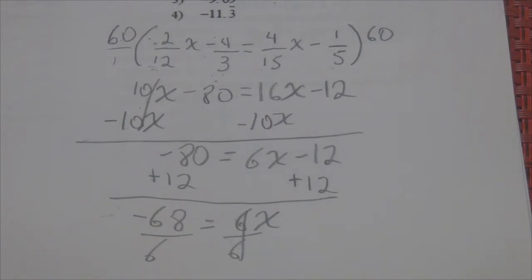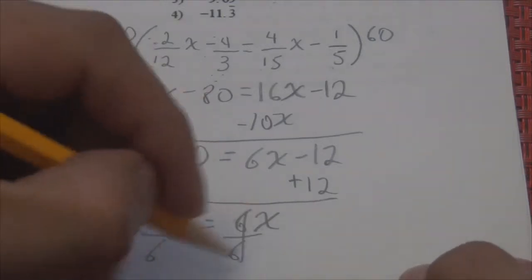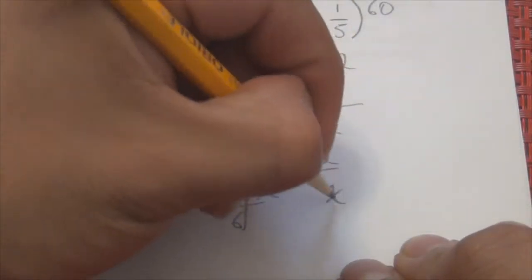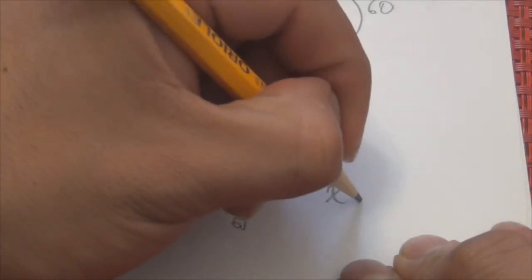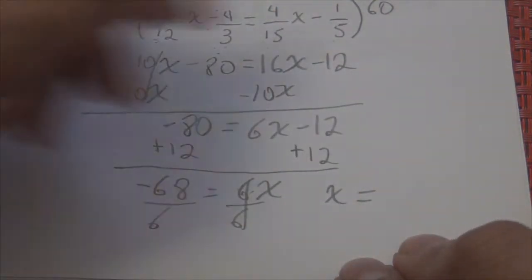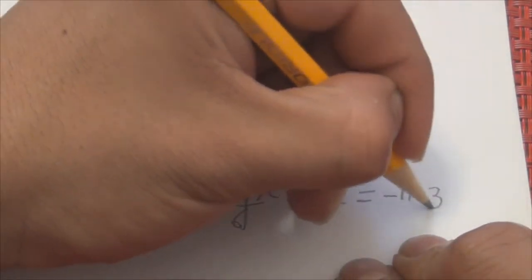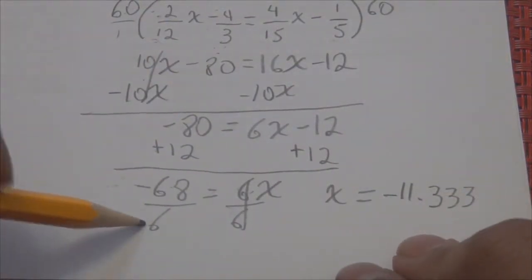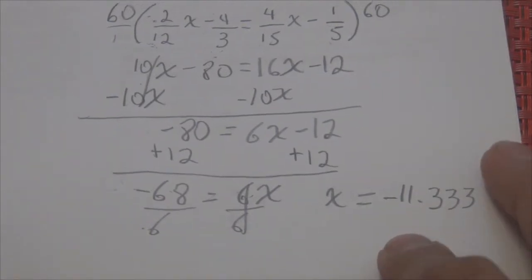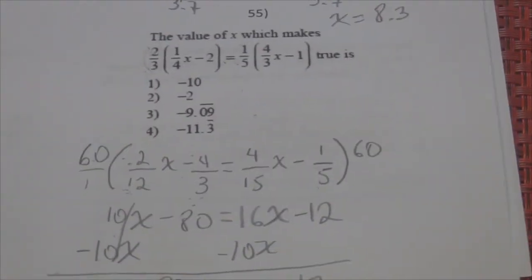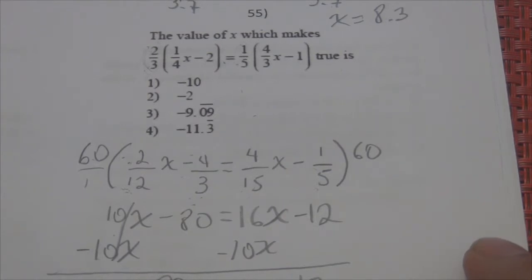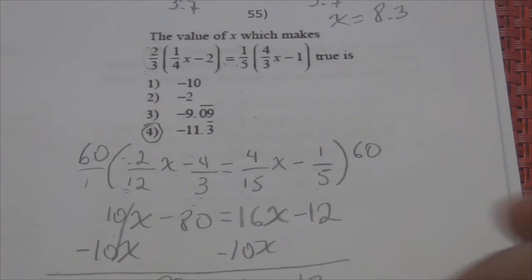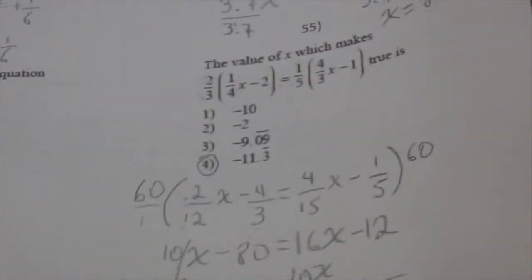over 6. Now, what is this? Well, let's put this x over here just in case. Let me write it over here. X is equal to, or an estimate of, negative 11.333. Where do I get that? When you divide negative 68 by 6. So then, where do I find that in my choices? Choice number 4. Okay. Let's move on to the next problem.